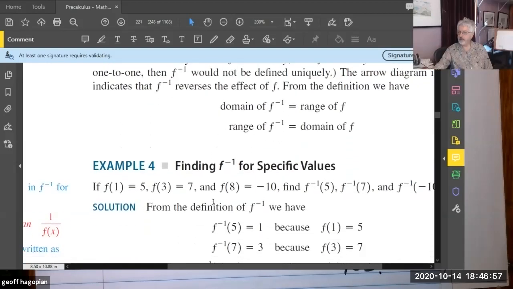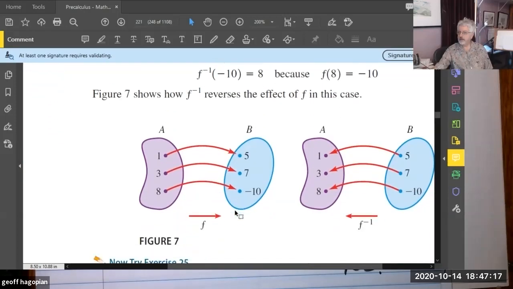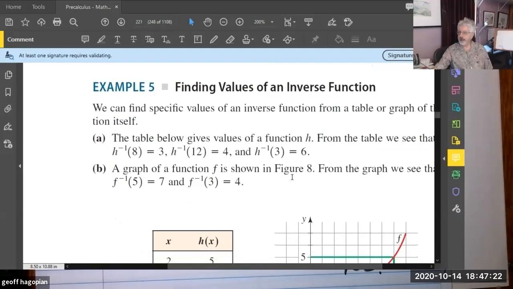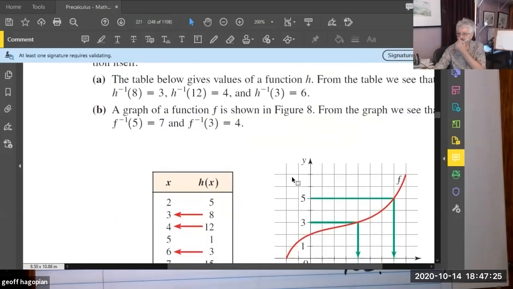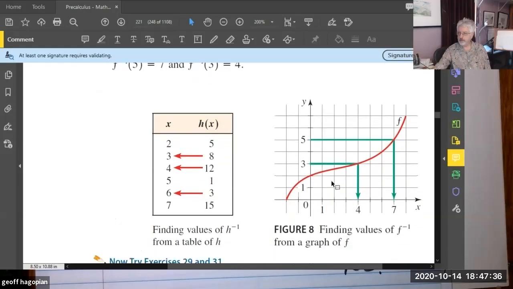So how do you find f inverse for specific values? Well, if you know that f of 1 equals 5, then you know that f inverse of 5 equals 1. It just reverses the process, right? Similarly, if f of 3 equals 7, then f inverse of 7 equals 3. And they show the map going backwards, right? So finding values of an inverse function from a table of values, you just reverse the table, right? If you have an input-output table for a function, reverse the columns and you've got an input-output table for the inverse function.